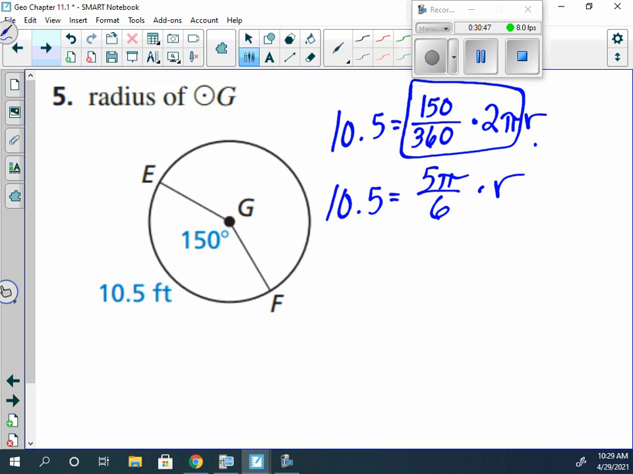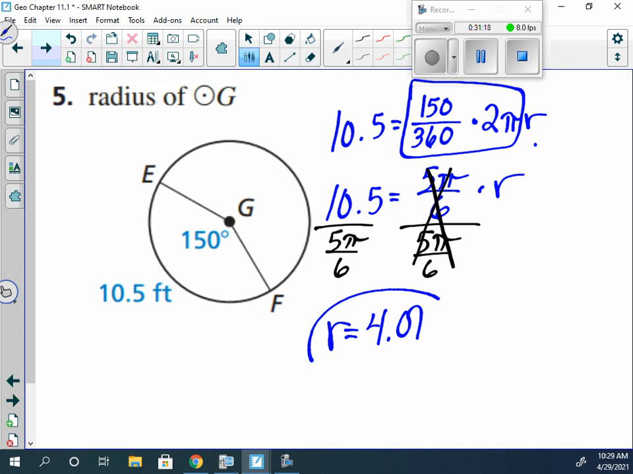Times the radius, yes? All right, we can divide both sides by 5 pi over 6. Because these would simplify out, leaving us with the radius is equal to. And that's it.